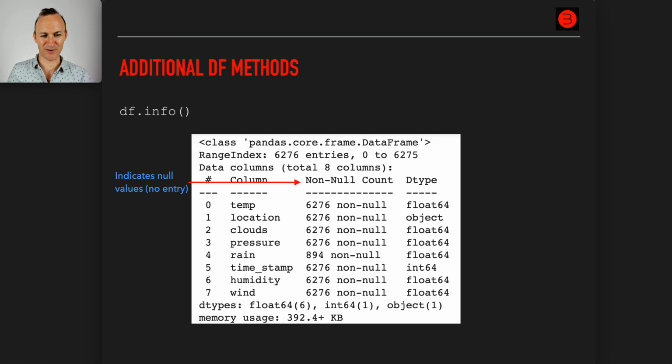Although very importantly, the non-null count. This indicates null values. Null values are no entry. They will be a big topic later. And note the rain column where it says 894 non-null. That means clearly that there are null values, meaning missing data in the rain column. So likely instead of somebody putting 0 for no rain, they wrote NA for not applicable. We'll talk more about that on another day.